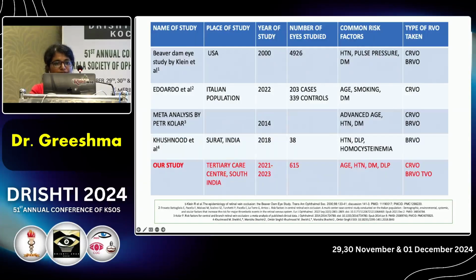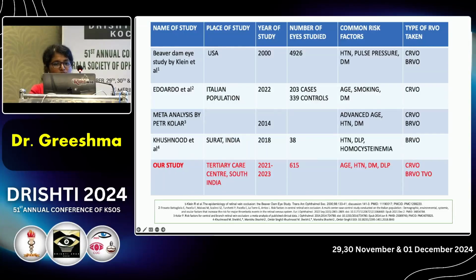Coming to literature, Beaver Dam eye study by Klein et al. The study population taken were CRVO and BRVO. They concluded that the common risk factors were hypertension, pulse pressure and diabetes mellitus. And another study in Italian population by Edoardo et al. concluded that age, smoking and diabetes mellitus are the common risk factors in a group of CRVO. Meta-analysis done by Peter Kohler in a population of CRVO and BRVO concluded advanced age, hypertension and diabetes mellitus as the common risk factors. And another study from India, that is from Surat, Gujarat, India by Kushnuth et al. concluded that hypertension, dyslipidemia and homocystinemia are the most common risk factors, and the type of RVO taken was BRVO.